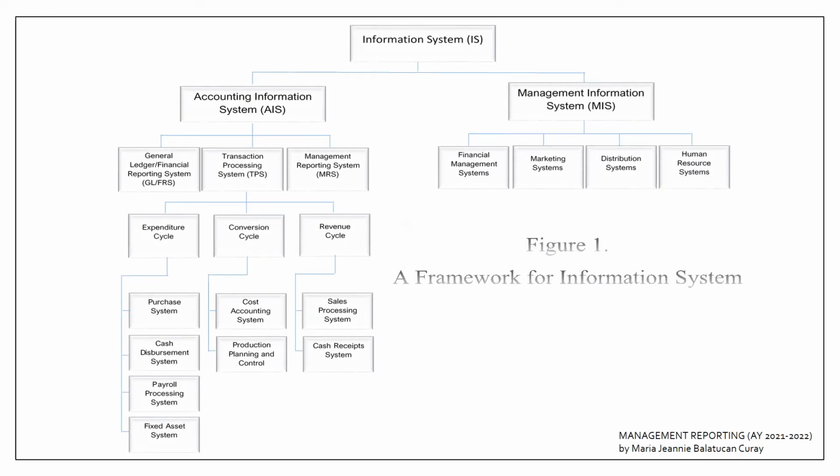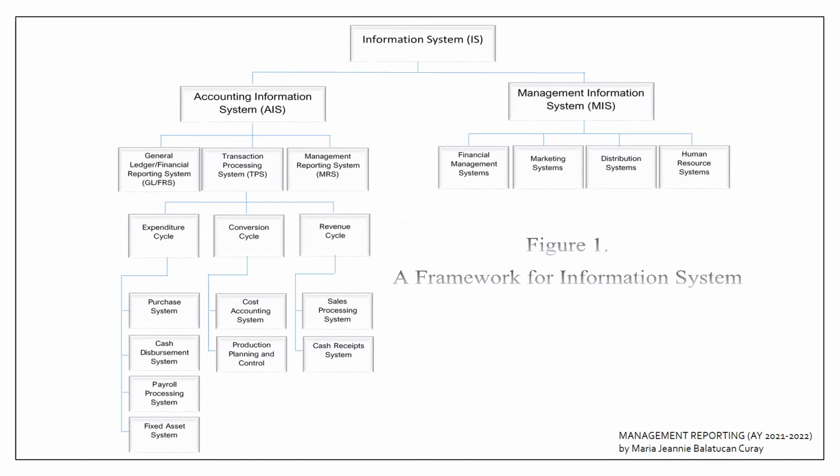Take a look at Figure 1. This is a framework for information system. So to give a definition of information system, it is the set of formal procedures by which data are collected, processed into information, and distributed to the user.